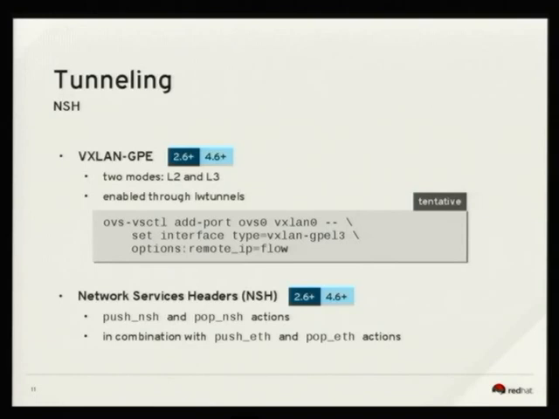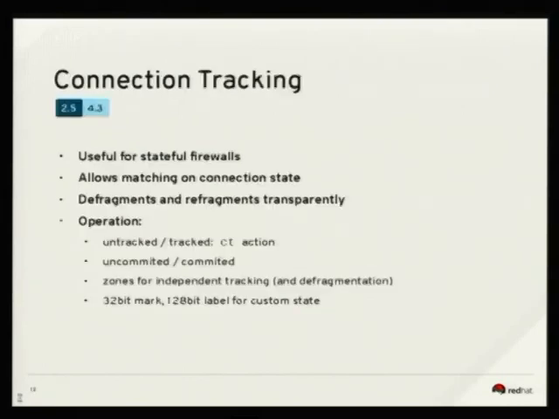It's quite likely that first there will be some limited support of NSH, and it will be extended in some later version of OVS. This will be combined with those push ETH and pop ETH actions to support all those combinations of NSH and Ethernet headers. So yeah, that's enough for tunneling. I think we had enough tunneling.